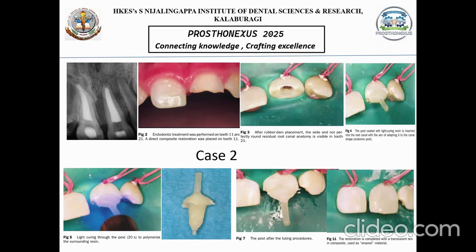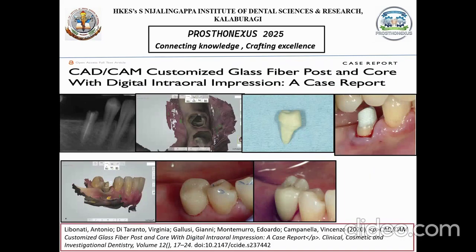Various choices of materials. In this particular case, a glass fiber post has been used. In the earlier case, a custom post has been used. This is something, if you have a very good scanner which has a precision beyond 20 microns, then you can record the depth and you can go ahead and do a CAD/CAM fabricated post and core.